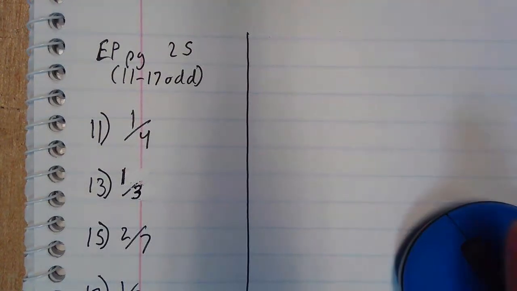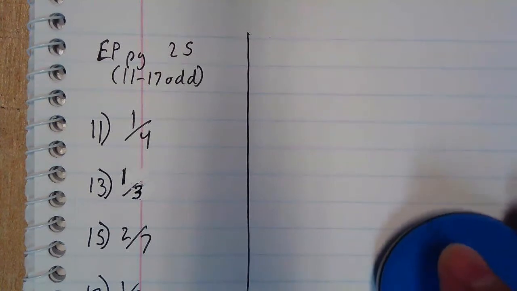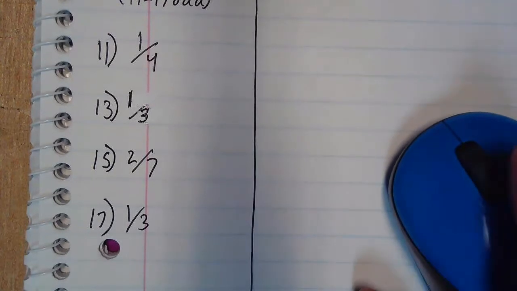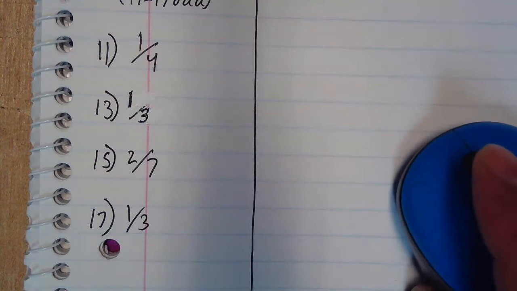Okay guys, this is the extra practice, the last homework I gave you. Before you do anything else, check out the answers. This is for extra practice page 25, 11 through 17 odd. So for number 11 you had 1 to 4. For every one triangle there are 4 rectangles.